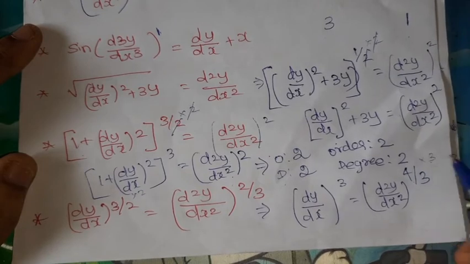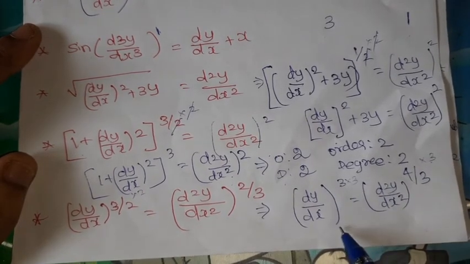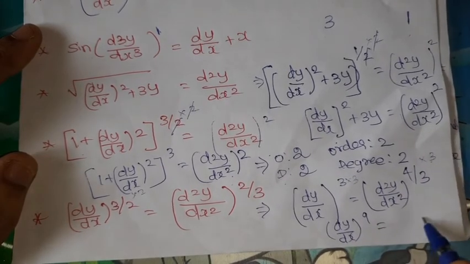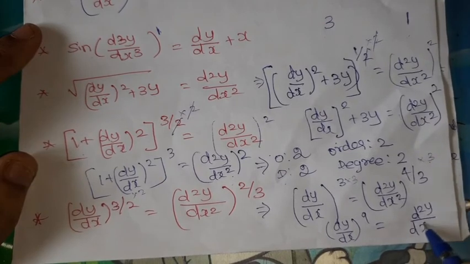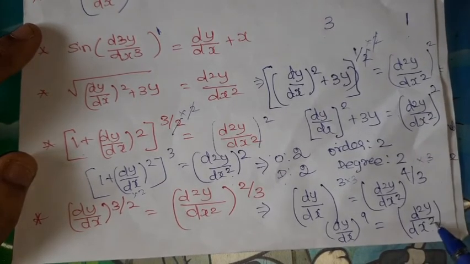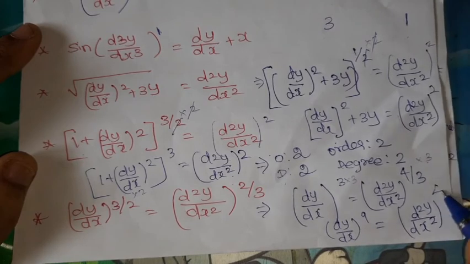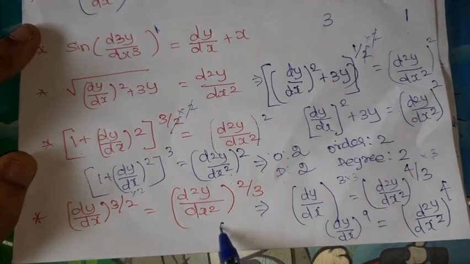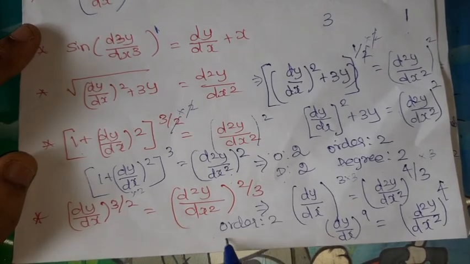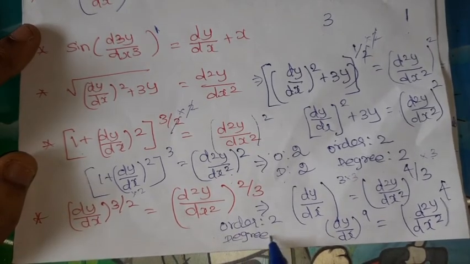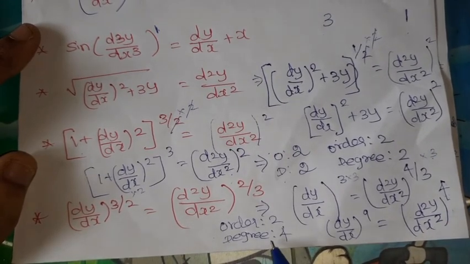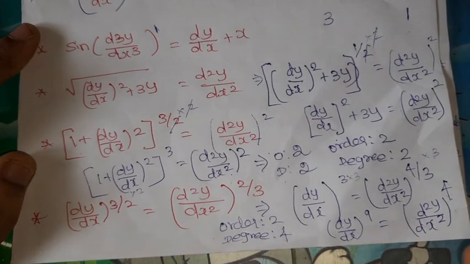So when we take the cube, what will we get? (dy by dx) the whole power 9 equal to d squared y by dx squared, this and this get cancelled, power 4. So for this problem, what is the order and degree? Order is nothing but 2. The highest derivative is 2, so order equal to 2. What is the degree? The power of the highest derivative. What is the power of the highest derivative? Power 4. So order and degree are 2 and 4 for this problem.